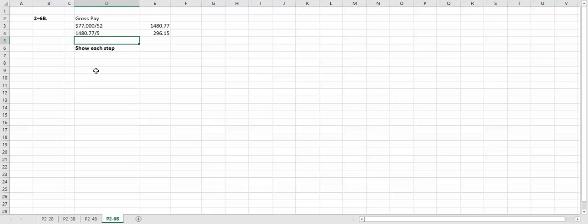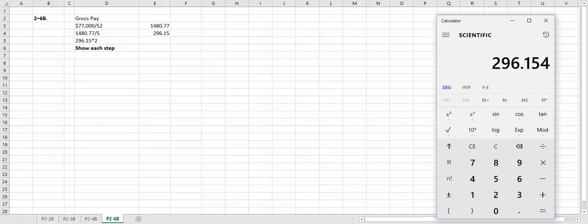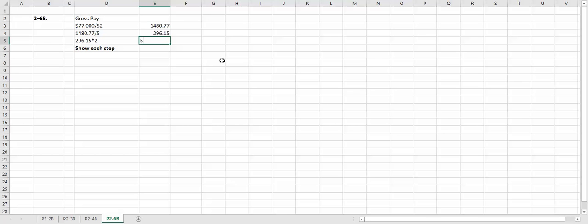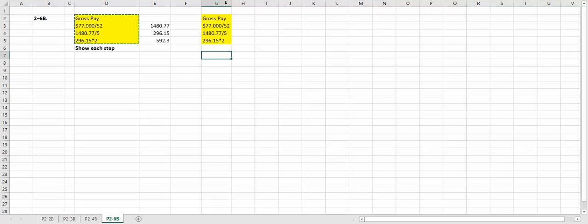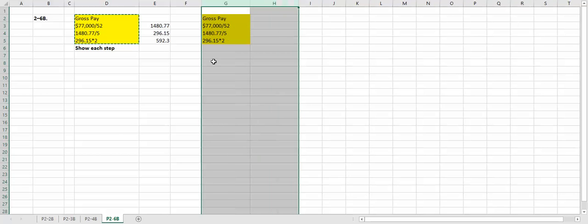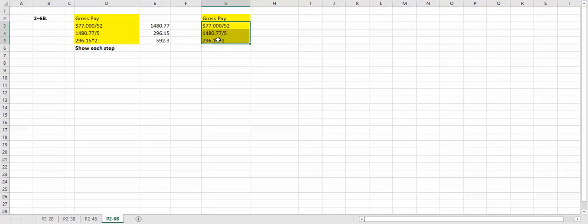And then to figure out how much he gets paid for 2 days, we're going to multiply that by 2. There is another way to figure it out. I'll show you that in a second. So he gets $592.30 for the 2 days. Okay, so here is one way to do the formula. I'm going to show you another way that actually saves you a step. So it may be a little easier for you. It's up to you to decide which way works the best for you.